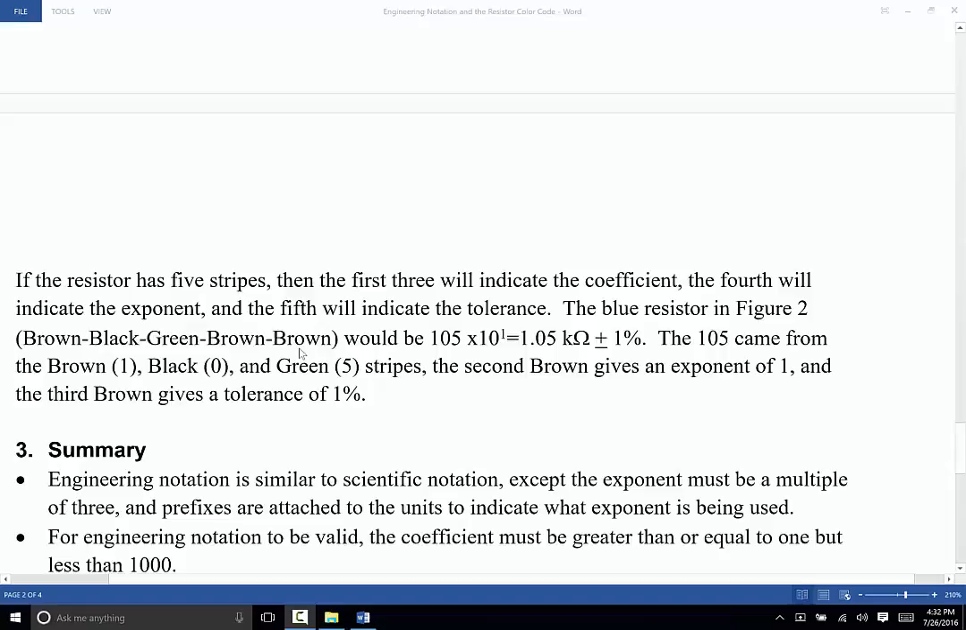And then the tolerance stripe here is brown. I just wanted to exercise something other than gold or silver. Brown corresponds to 1%. So this is going to be 1.05 kiloohms plus or minus 1%.